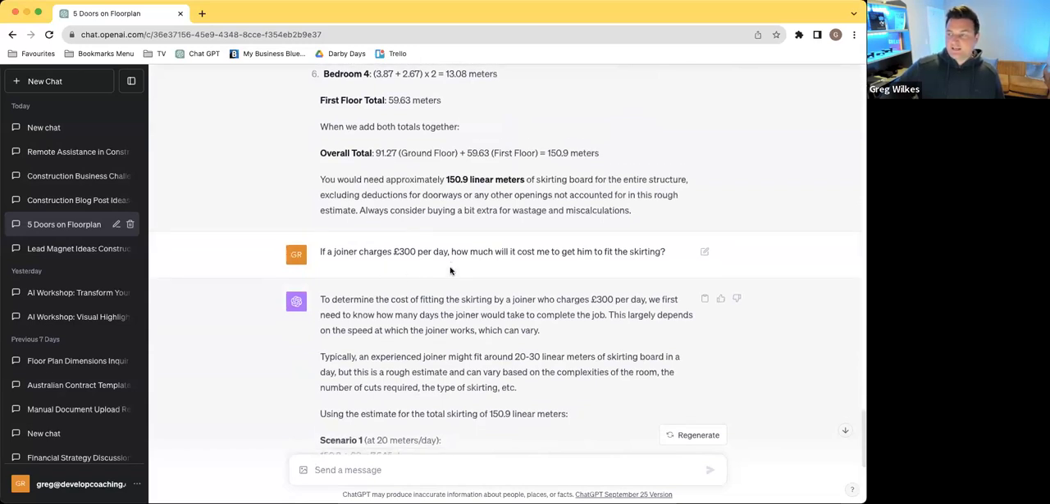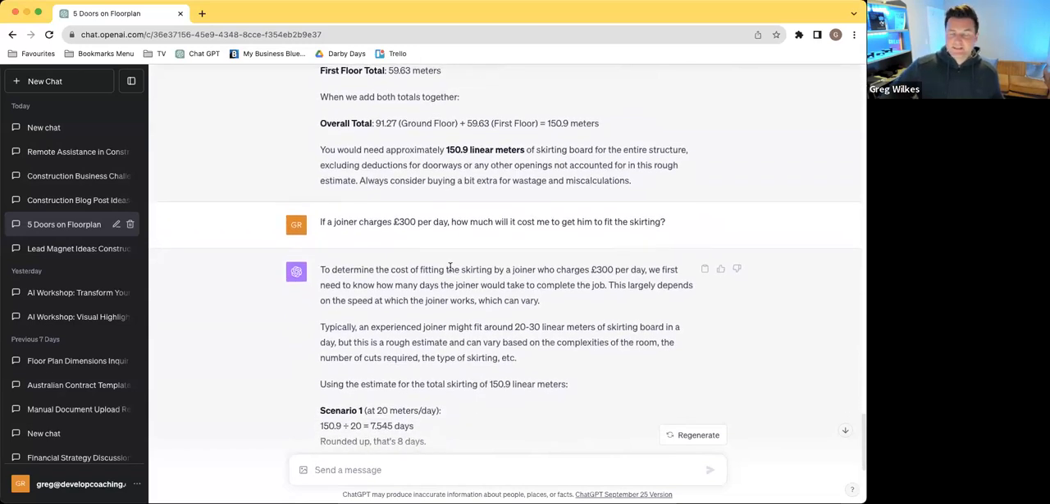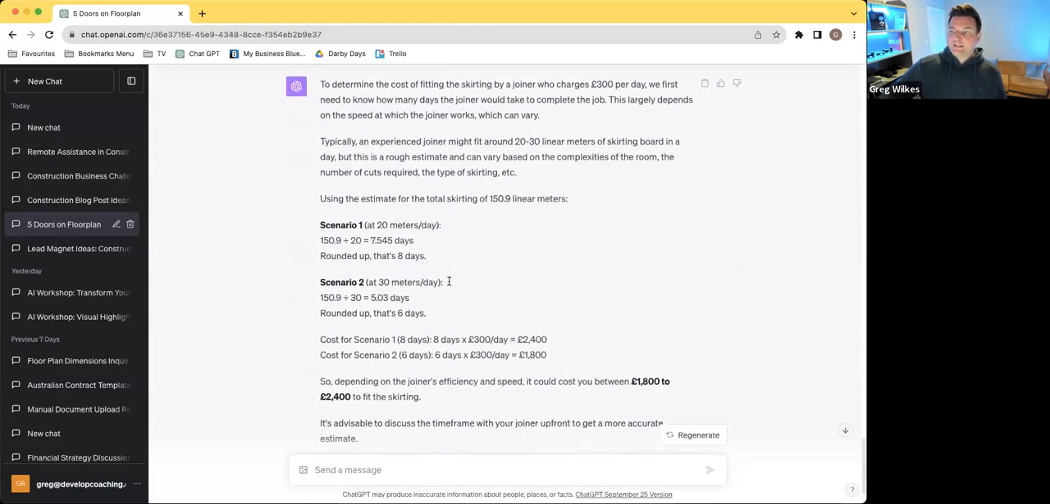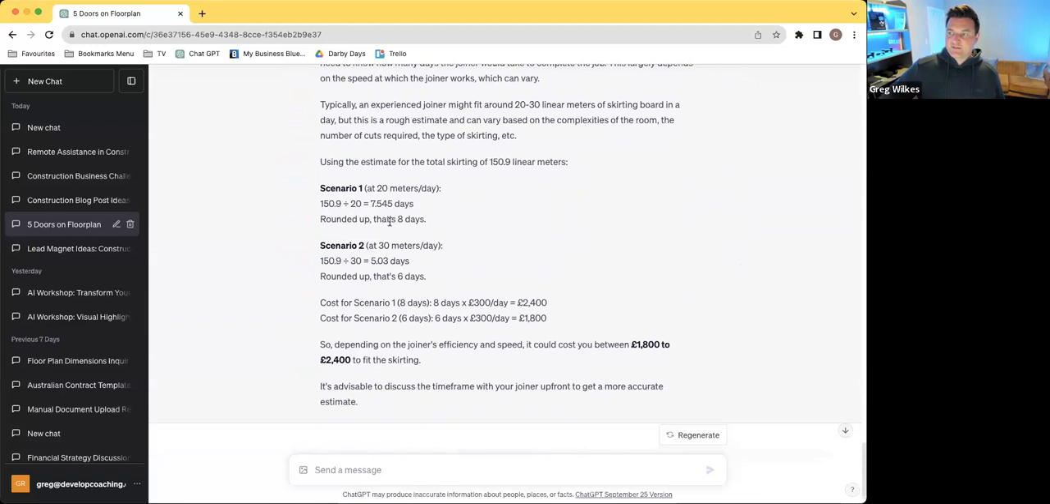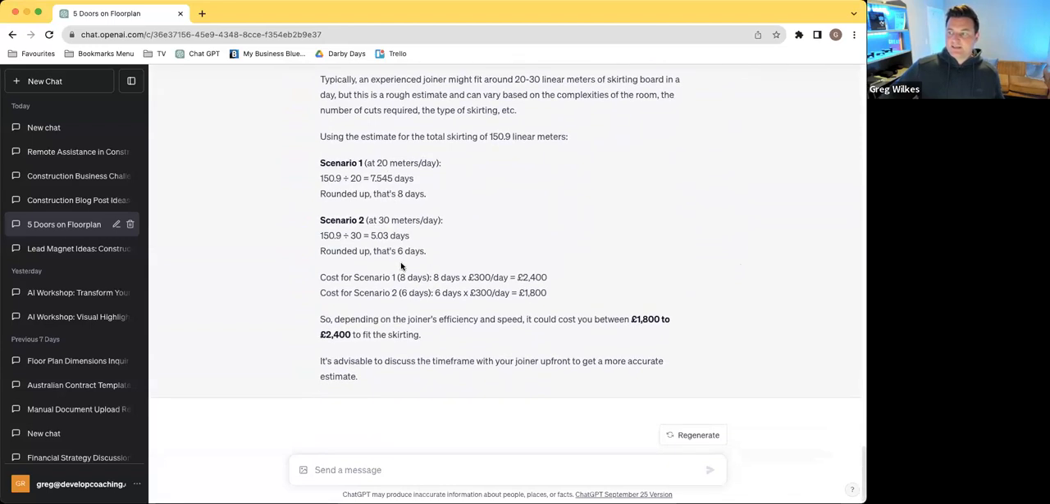If a joiner charges £300 a day, how much is it going to cost me to fit this skirting? And then what it did, it worked out what an average joiner could do in a day. So it gave me two scenarios. One could do 20 meters a day, one could do 30 meters. If you were paying him £300 a day, this is how much it would cost, between £1,800 and £2,400 for a carpenter to do the linear meters of that drawing.